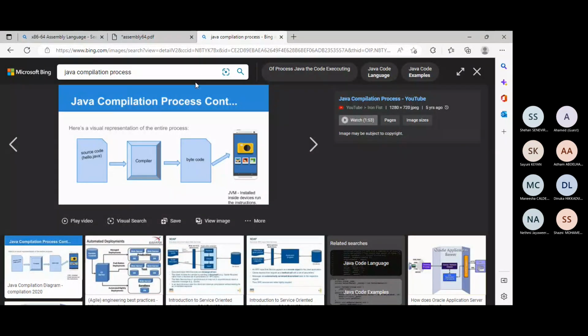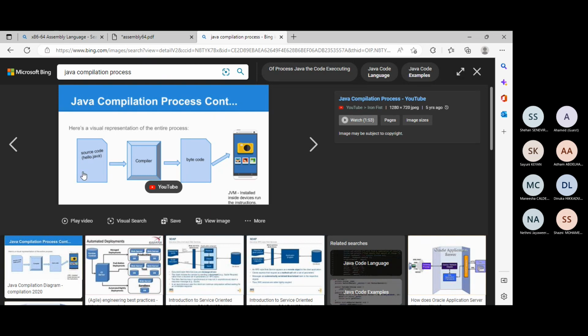Right, I just search Java compilation process. Now you can see this simple process. This is very complex work, but at a very high level, they have covered some of the aspects. Initially, you are writing the program in English or any other language compatible with Java. In this case, we are using Java. So there's a source code, a program written in the Java language.